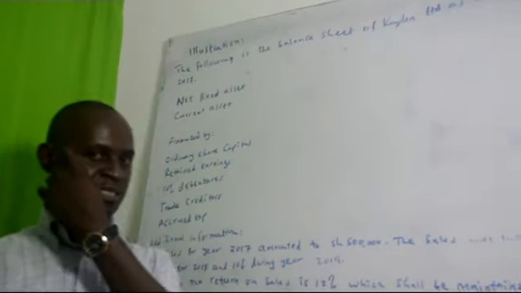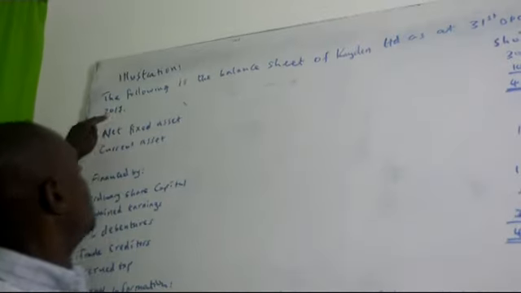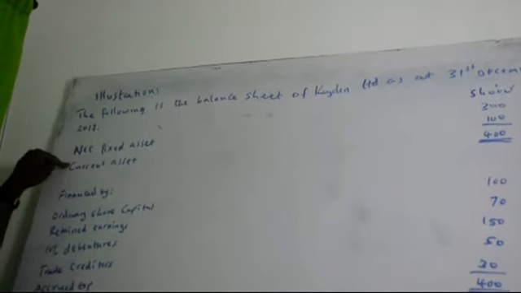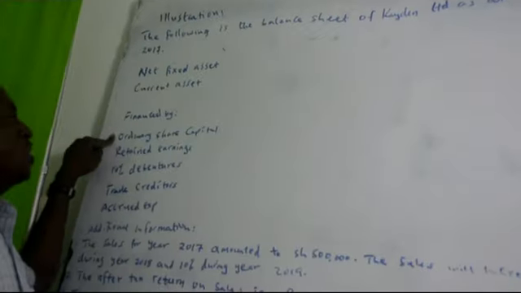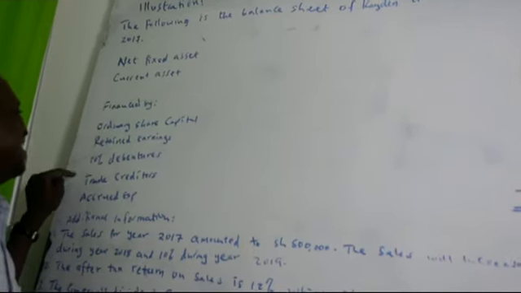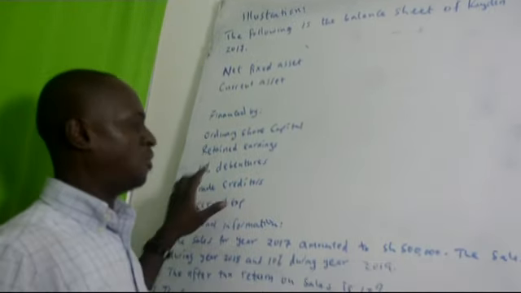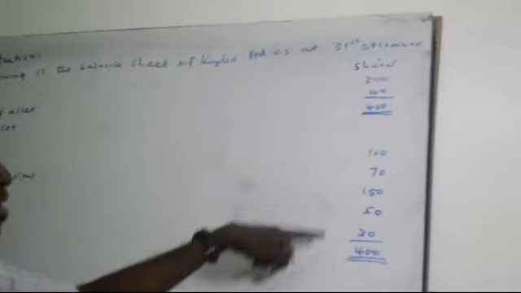Today, let's look at a question. So we have this illustration. Now the question says, the following is the balance sheet of KD Limited as at 31st December 2017. So we have net fixed assets, we have current assets, we have financed by ordinary share capital, we have retained earnings, we have 10% debentures, trade creditors, we have accrued expenses. Now all this is giving us 400 and 400.